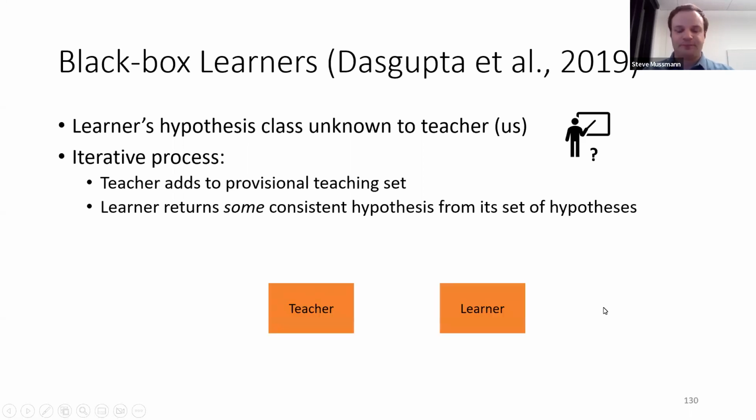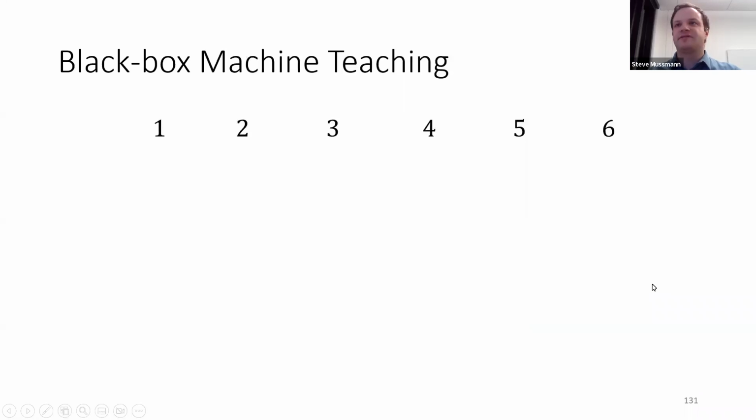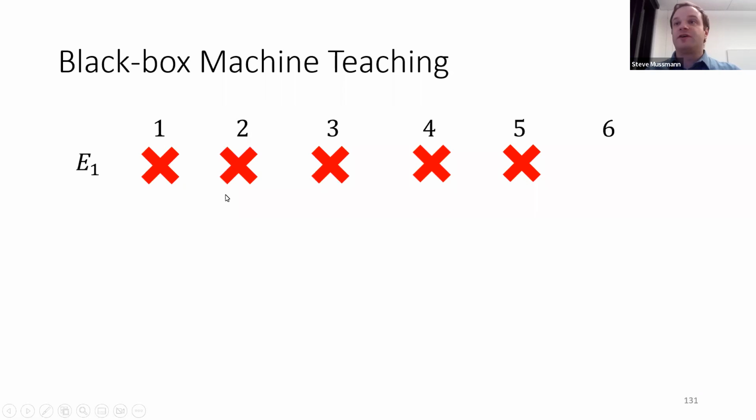So you have a teacher and a learner, and it's an iterative process where the teacher passes a point and its correct label, H star of X. And the learner returns some hypothesis that agrees with all the examples the teacher has shown so far. So what does this look like in our other diagram? Well, first the learner will return a hypothesis, and we can compute where that hypothesis makes mistakes to get the first error set.